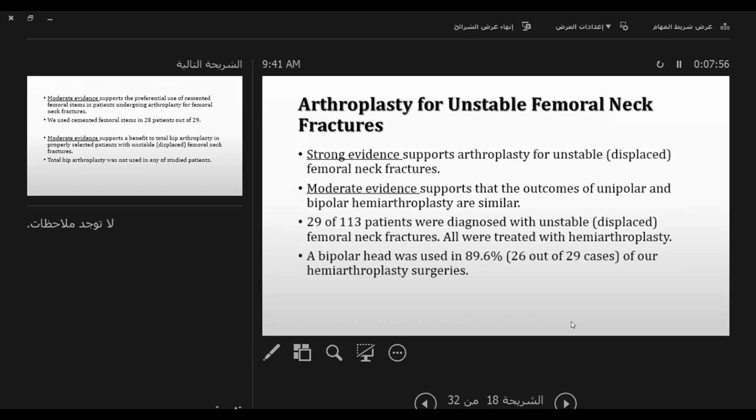Regarding fixation or treatment of unstable femoral neck fracture, the AOS recommend arthroplasty for unstable femoral neck fracture and support that the outcome between unipolar and bipolar heads in cases of hemiarthroplasty is similar. Of 113 patients included in the study, 29 were diagnosed with unstable femoral neck fracture. All were treated with hemiarthroplasty. About 90% of hemiarthroplasty cases at our center underwent surgery with bipolar head, which is more costly.